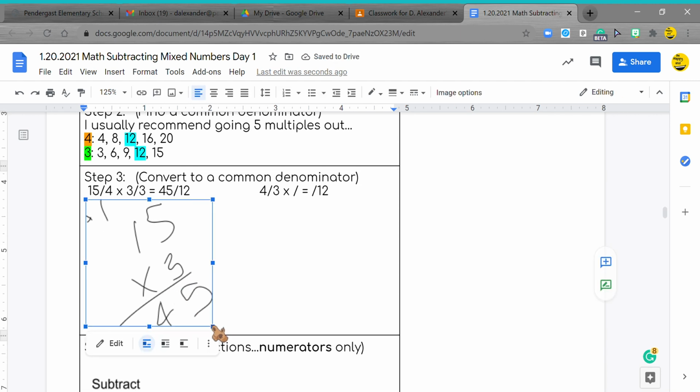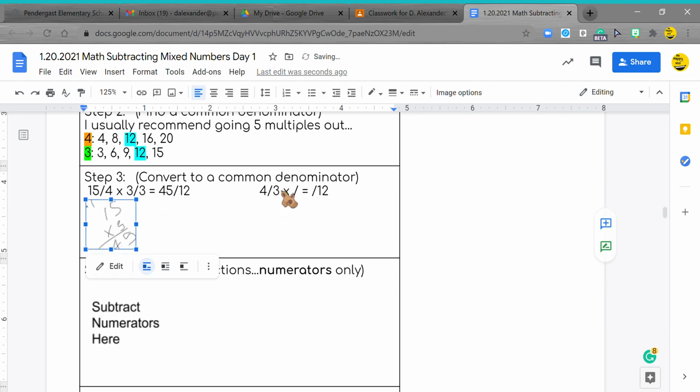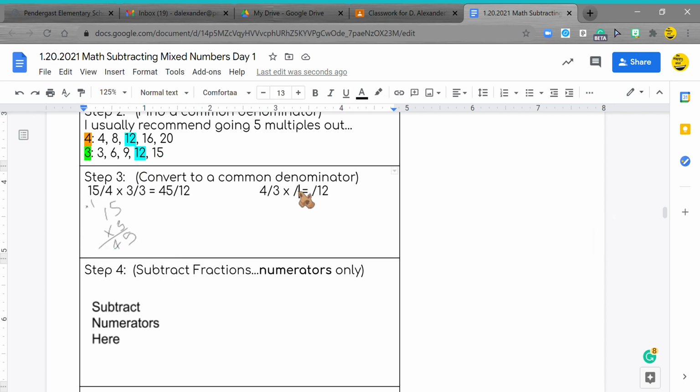I'm going to take my little scribble and make it smaller. And then I do the same thing here. 3 times what number gives me 12? All I have to do is count. 1, 2, 3, 4. Yes, you guys, when I do the bottom, you do the top. 4 times 4? Yes, it's 16.